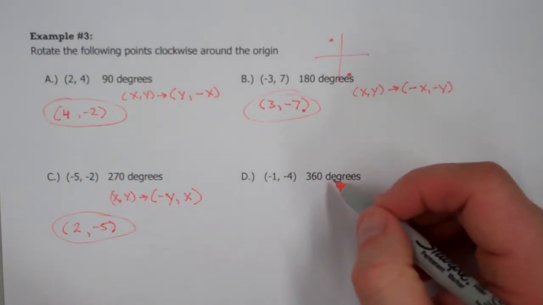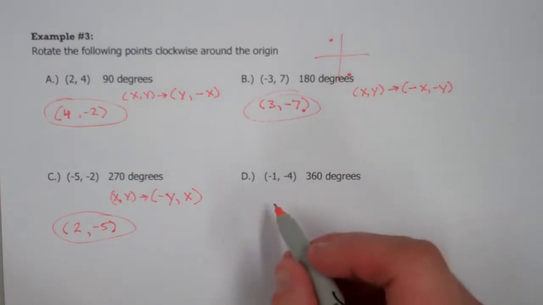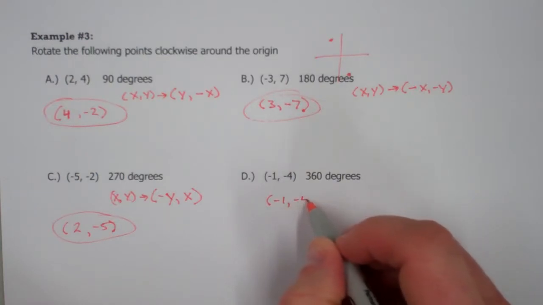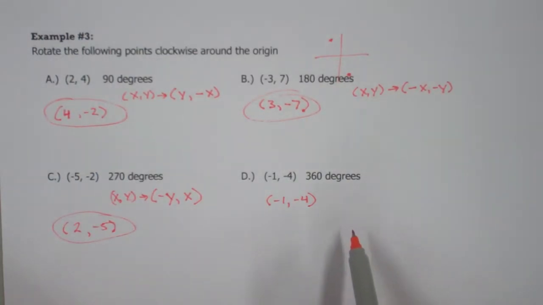For a 360 degree rotation, well, you just have the exact same point there, so it's just negative 1, negative 4. You'd be right back where you began.